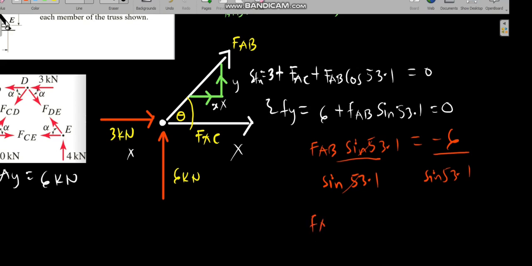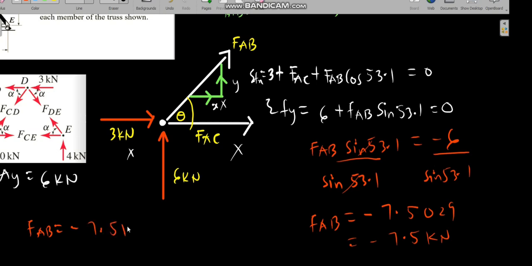So then FAB will be equal to which value? That will be minus 6 divided by the sine of 53.1. So this gave me FAB to be minus 7.5029. So let me make this minus 7.5 kilonewton. That's FAB. Okay, so now that we've gotten FAB, we can go ahead and solve for FAC. So FAB was minus 7.5 kilonewton.